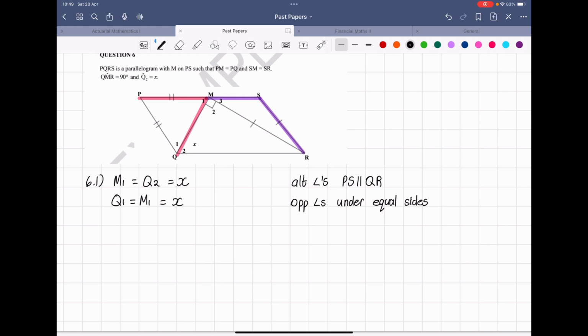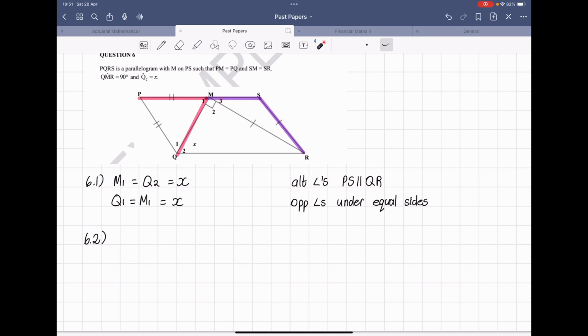Then the next question, 6.2, we're asked to determine the size of angle M3 in terms of X, so this is M3. So I was given in the diagram that this line SR is equal in length to the line MR. So in this triangle, if these two lines are equal in length, that means that these two angles are equal in size, right? The opposite angles under equal sides. And that means that whatever angle S is the same value as whatever angle M3 is.